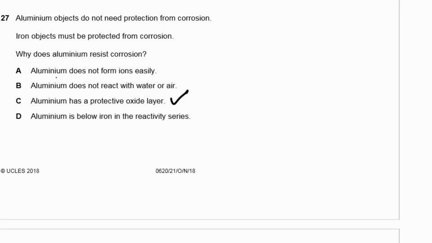Okay, so aluminium does not form ions easily? No, that's not why. Aluminium does not react with water or air? Absolutely not. It really reacts with water and air. It just reacts so quickly that there's always going to be a protective oxide layer. And aluminium is below iron in the reactivity series? No, it's very reactive actually. So the answer is C.